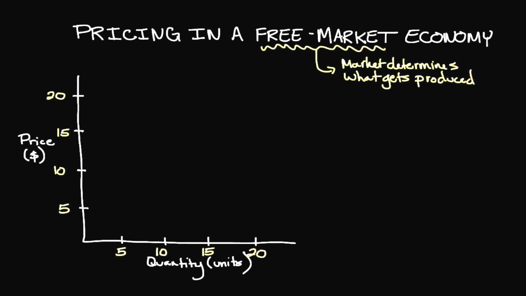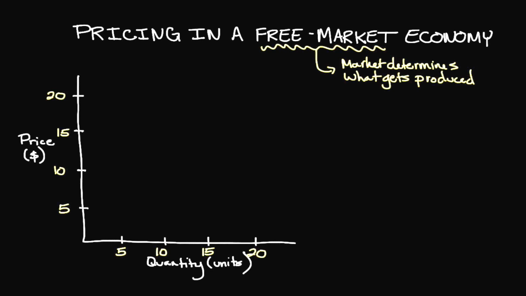So that really hinges upon this concept of supply and demand and establishing what we call an equilibrium price. And we're going to go into that in a little bit of detail. So what I have here is a graph that shows on one axis the price ranging from $5 to $20. And on the other axis, the quantity, which would be the units that are sold or produced. And that ranges from 5 to 20 units as well.